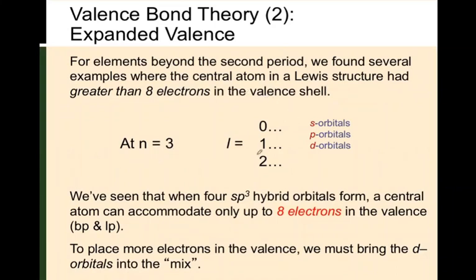So when n is equal to 3, L can equal 0, 1, 2. So we've seen that when 4 sp3 hybrid orbitals form, a central atom can accommodate only up to 8 electrons in the valence. That's sp3, because sp3 is 4 orbitals, and each orbital can accommodate 2 electrons, so 4 times 2 is 8, a maximum of 8. But of course, we saw in their Lewis structures that some atoms could accommodate more than 8 electrons in their valence. So to place more electrons in the valence, we must bring the d orbitals into the mix, or we must also add together in our linear combinations some of these d orbitals.